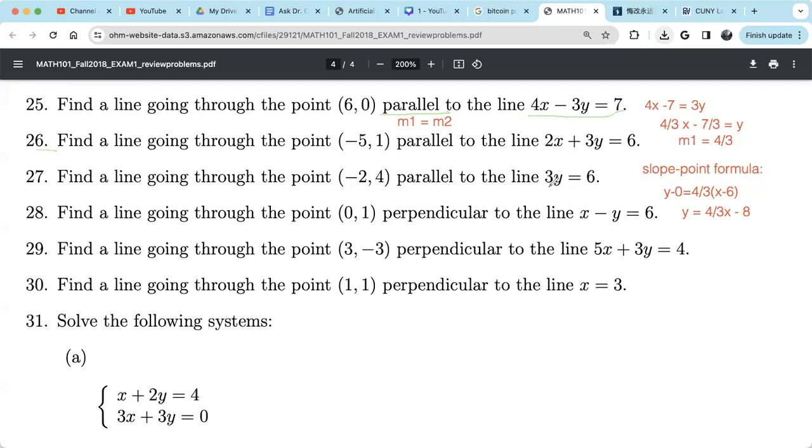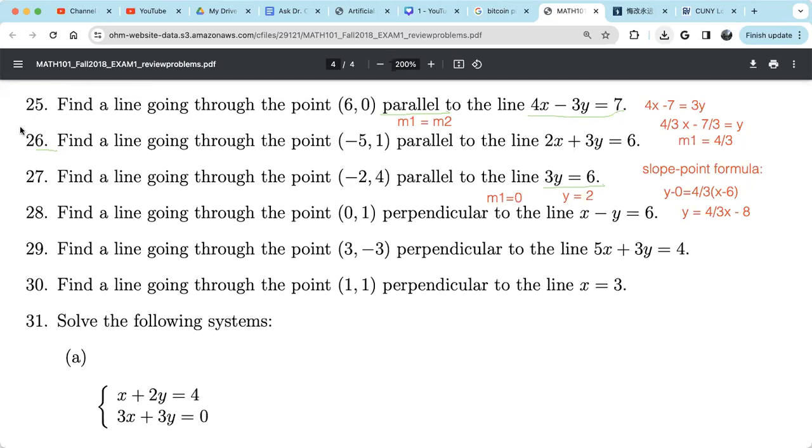27 is a little bit different. So for 27, we have this equation: 3y equals 6. We simplify by dividing by 3 on both sides. 6 divided by 3 is 2. So y equals 2. y equals 2 is a constant, no x. X does not appear. That means what? That means the slope M1 equals 0, because 0 times x is 0. So the slope for y equals 2 is 0.